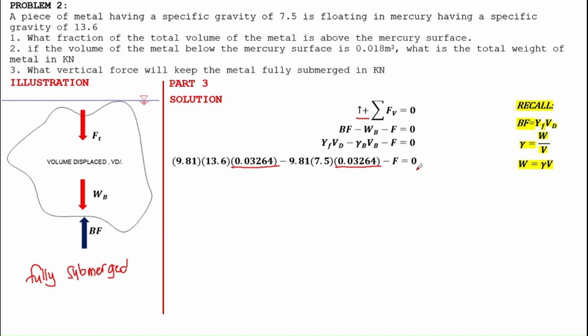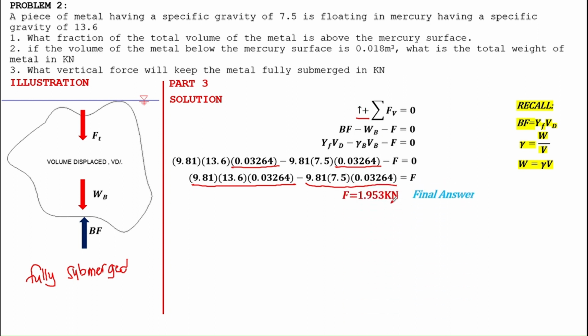Transposing F into the right side of the equation, we got additional force F is equal to 9.81 times 13.6 times 0.03264 cubic meters minus 9.81 times 7.5 times 0.03264. The vertical force that will keep the metal fully submerged is therefore equal to positive 1.953 kilonewton. Note that the positive sign signifies our assumption is correct, therefore the additional vertical force is a downward vertical force of 1.953 kilonewton.